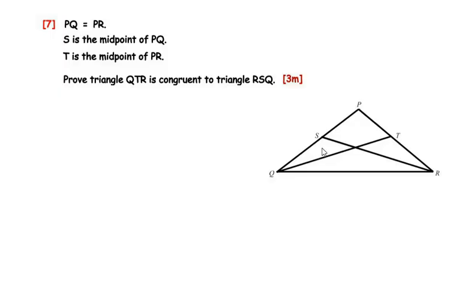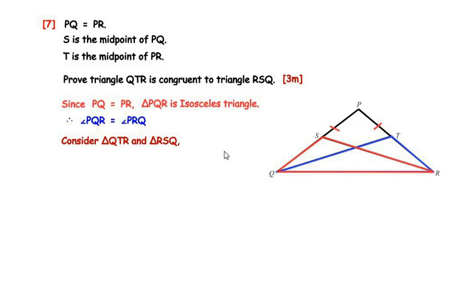Side PQ is equal to side PR. S is the midpoint of PQ and T is the midpoint of PR. Prove that triangle QTR is congruent to triangle RSQ. Now here it is given that the side PQ is equal to side PR. So we have marked these two sides to be equal.